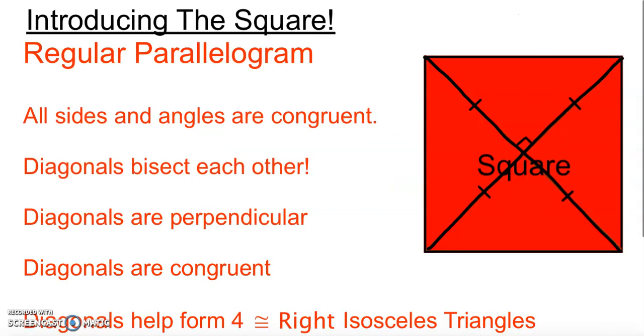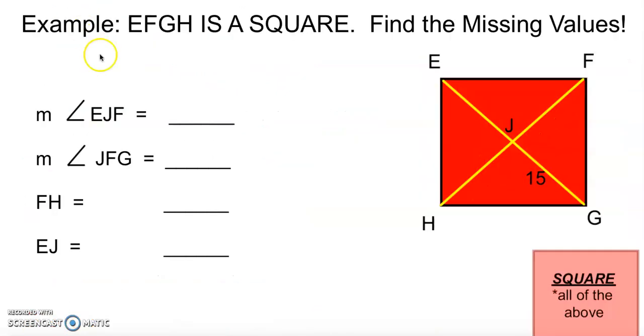All right, so the square. The square does everything. All angles and sides are congruent on a square. Diagonals bisect each other. Diagonals are perpendicular. Diagonals are congruent. And then inside a square are 4 sets of congruent isosceles triangles. And not just any kind of isosceles triangles, but right isosceles triangles. So this is right isosceles, this is right isosceles, this is right isosceles, and this is right isosceles. And they're all congruent to each other. So a square is pretty cool. It does a lot of awesome stuff.